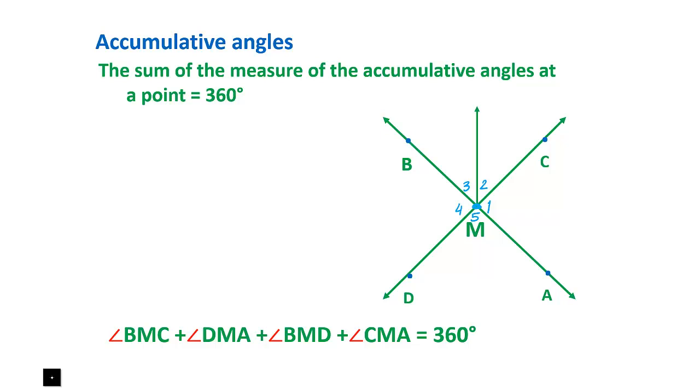And those are the accumulative angles. Accumulative angles are angles which are around one point, and their sum must be 360 degrees. Adding the 5 together, I must get an angle which is equal to 360 degrees.